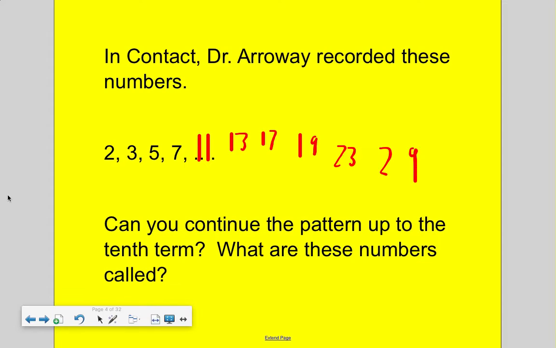For example, 2 only consists of 1 times 2. 3 is 1 times 3. 5 is 1 times 5. 7 is 1 times 7. 11 is 1 times 11. Why couldn't it be 15? Because 15 consists of 4 factors. It's 1 times 15 and 3 times 5.